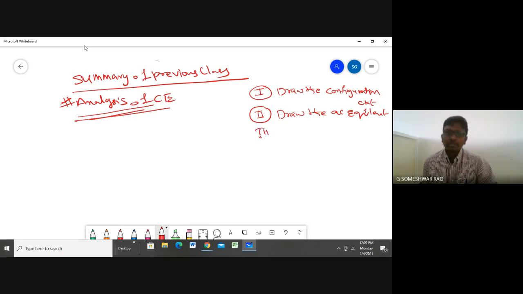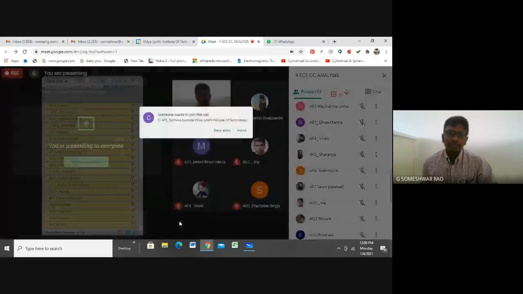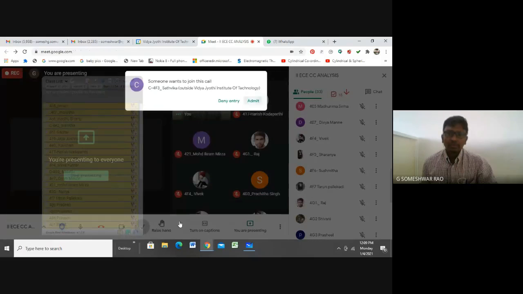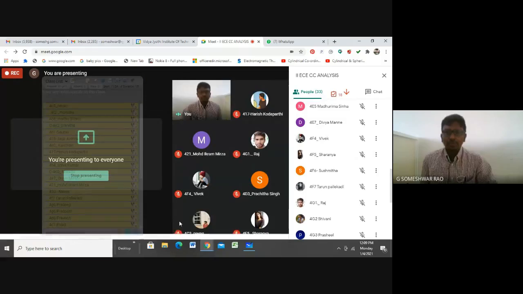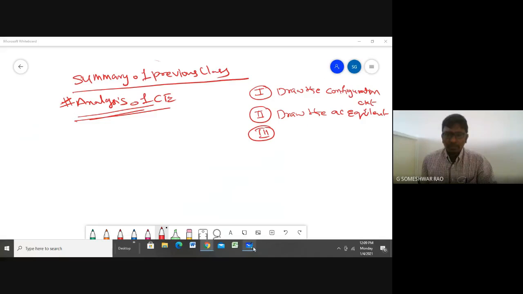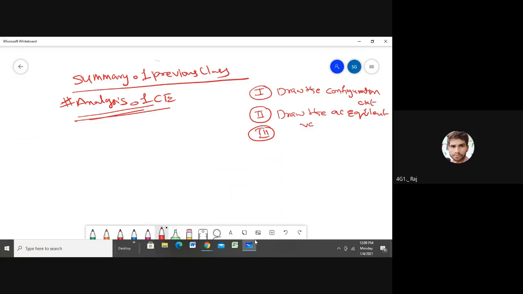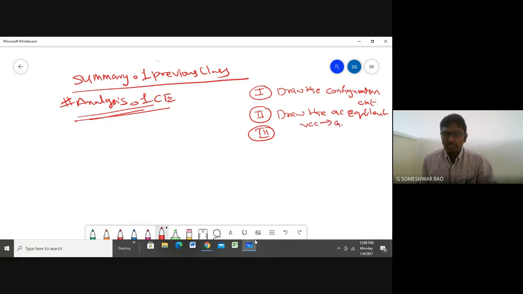And the third step is what? When you're drawing an AC equivalent, what is the procedure that we are supposed to follow? Anyone? VCC to ground and capacitors should be short circuit. Very good. VCC must be connected to ground and capacitors have to be short circuited.